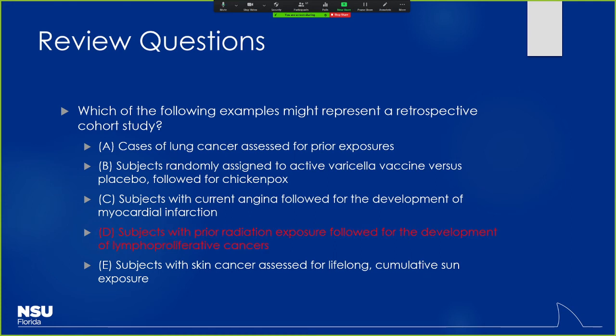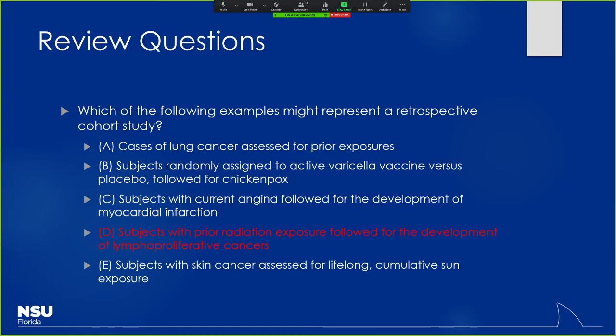Very good. Right, so in this case, the timing is what's really important. For instance, if you look at subjects assigned to receive active varicella versus placebo, that would be more like a randomized controlled trial, where patients get randomized. So you can think about cohort studies and randomized controlled trials similarly in terms of how they're designed. It's just a matter of how you define who your control group is versus your experimental group in that case. So that's a little bit different. And obviously there's no randomization in a cohort study.